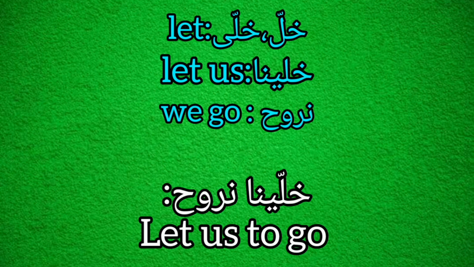And we also had خلينا نروح. It basically means let us go. خل in خلي means let. خل is for male and خلي is for female. And خلينا means let us, and نا is an attached pronoun. خلينا means let us, and نروح means we go, and خلينا نروح means let us go.